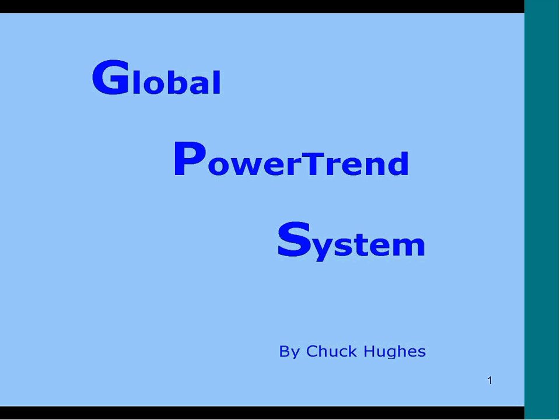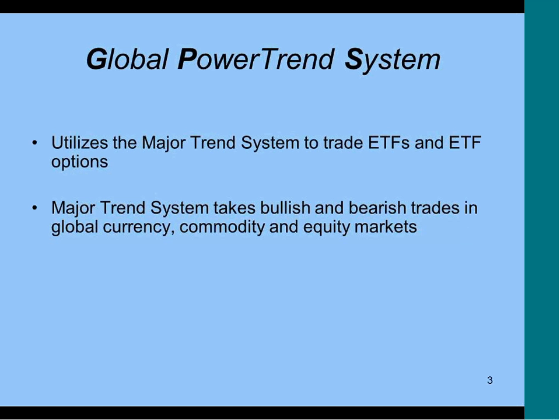My pleasure, Chuck. Okay, and today we're going to look at the Global ParaTrend System, which is an ETF trend trading system I've been using for many years. And we're going to take a look at trading ETFs and ETF options using the Global ParaTrend System. The Global ParaTrend System utilizes the major trend system to trade ETFs and ETF options. And we take both bullish and bearish trades with the Global ParaTrend System.